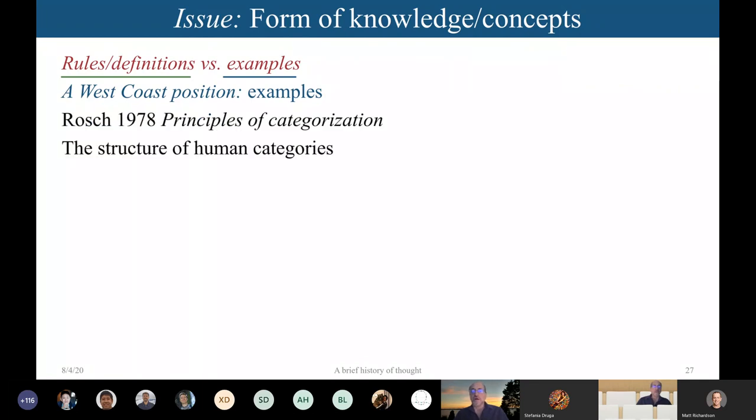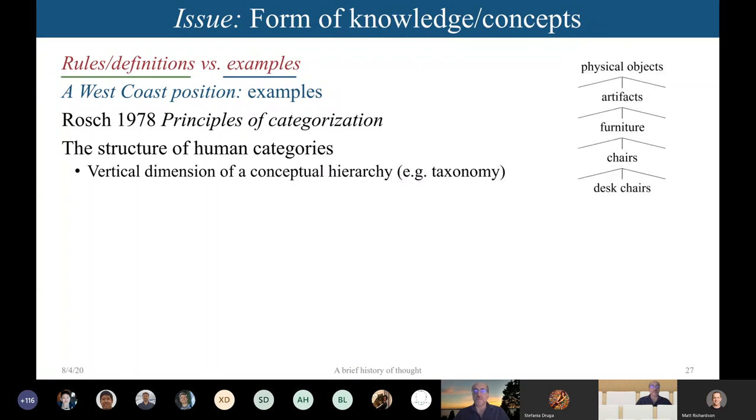Does knowledge take the form of rules? Are concepts characterized by formal definitions, as in mathematics? Or are knowledge and concepts characterized by examples? A major source supporting a West Coast position favoring examples is Eleanor Rosch's legendary work on categorization, concerning the vertical dimension of hierarchies like this taxonomy.